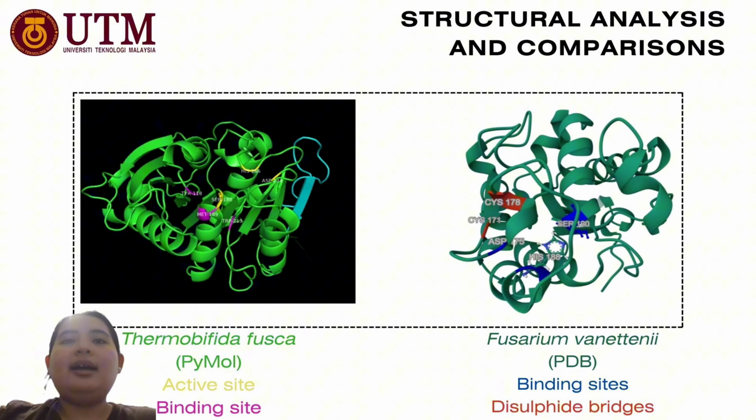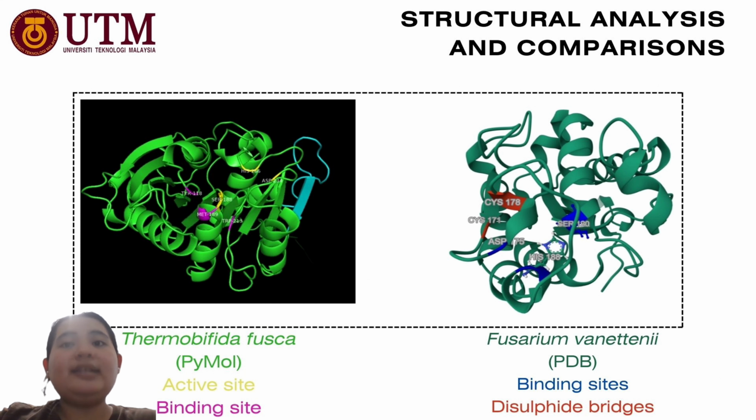For Fusarium vanettenii, I used PyMOL to generate the 3D structure. In this structure, the active sites are highlighted in yellow and the binding sites are colored in magenta. This visual representation helps us to easily identify these critical regions within the protein structure.